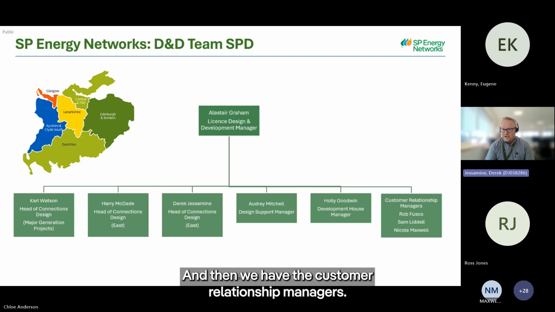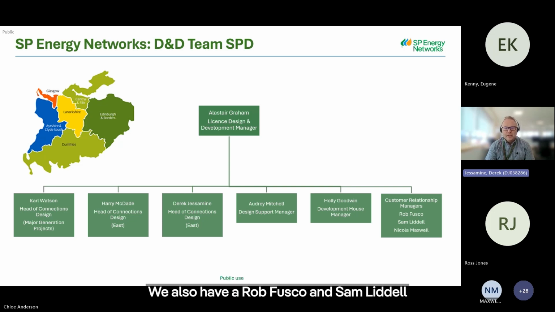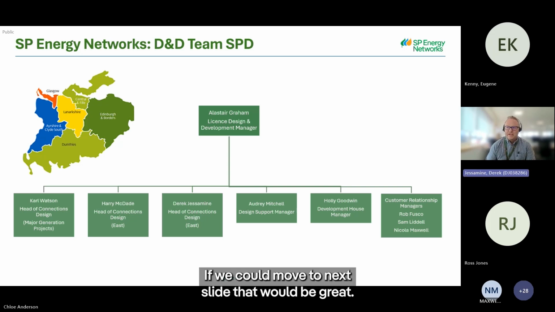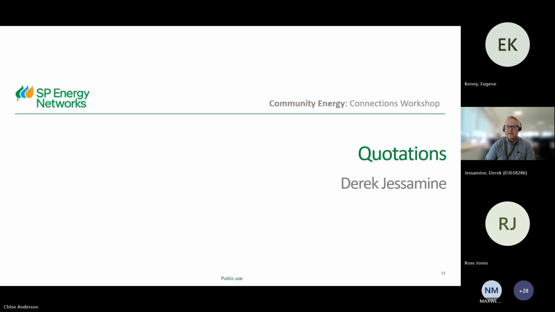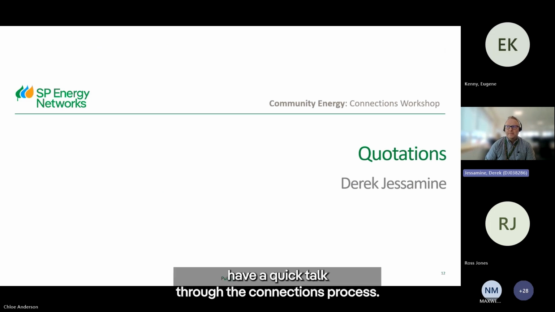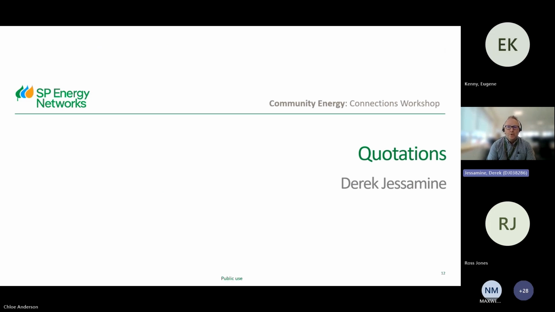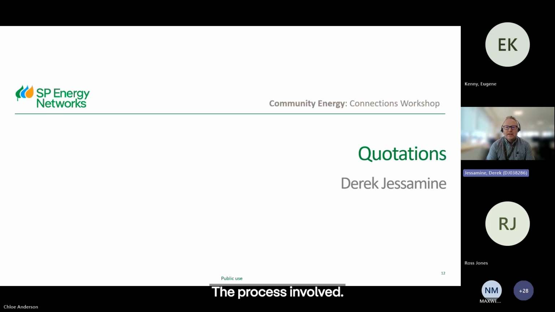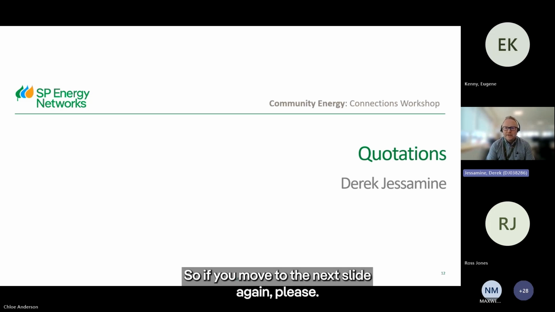And then we have the customer relationship managers. Nicola, you've just met at the start. We also have Rob Fusco and Sam Liddle, and they cover the whole of the SP distribution patch. If we could move to the next slide, that would be great. So I'll just have a quick talk through the connections process, what types of connections we offer, and the process involved. So if we can move to the next slide again, please.